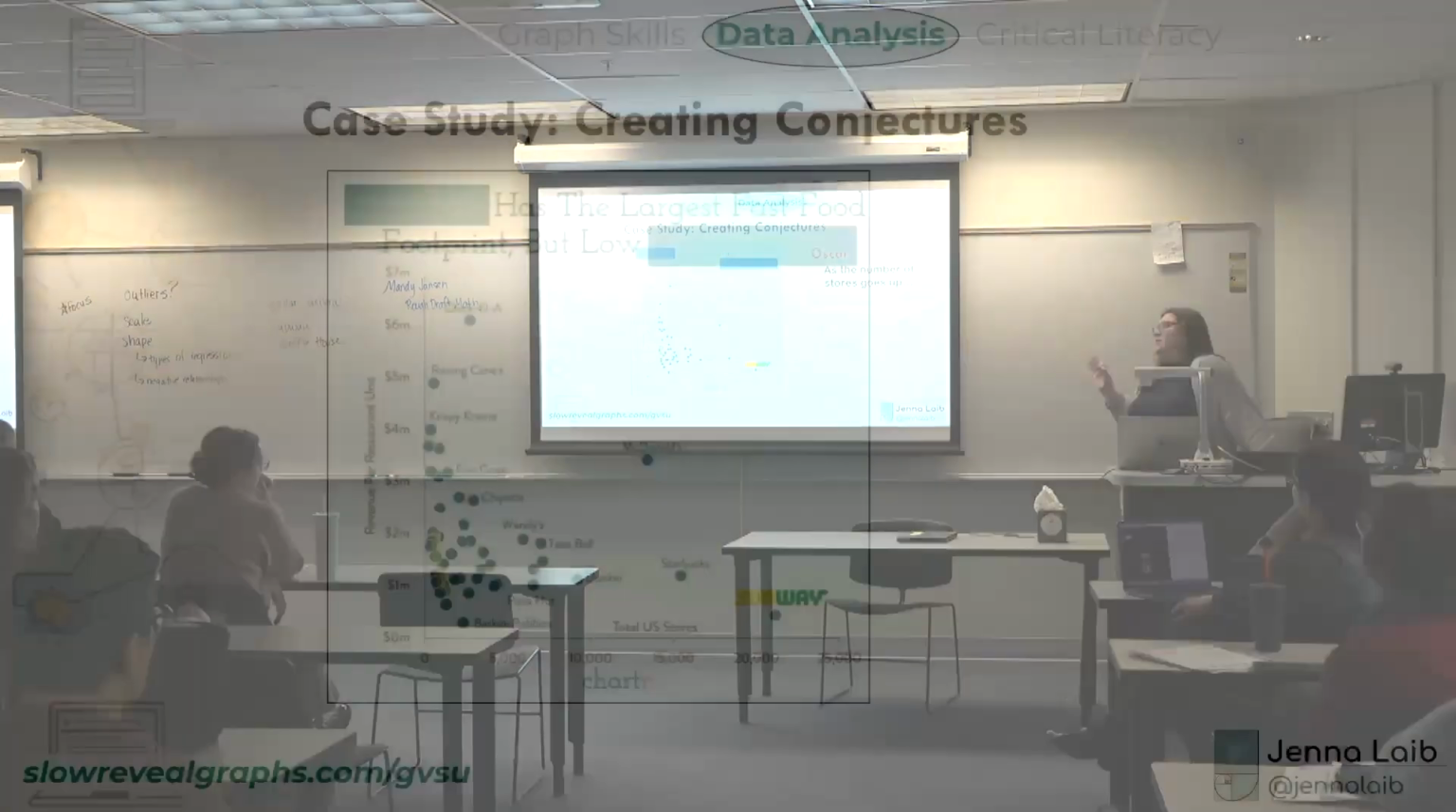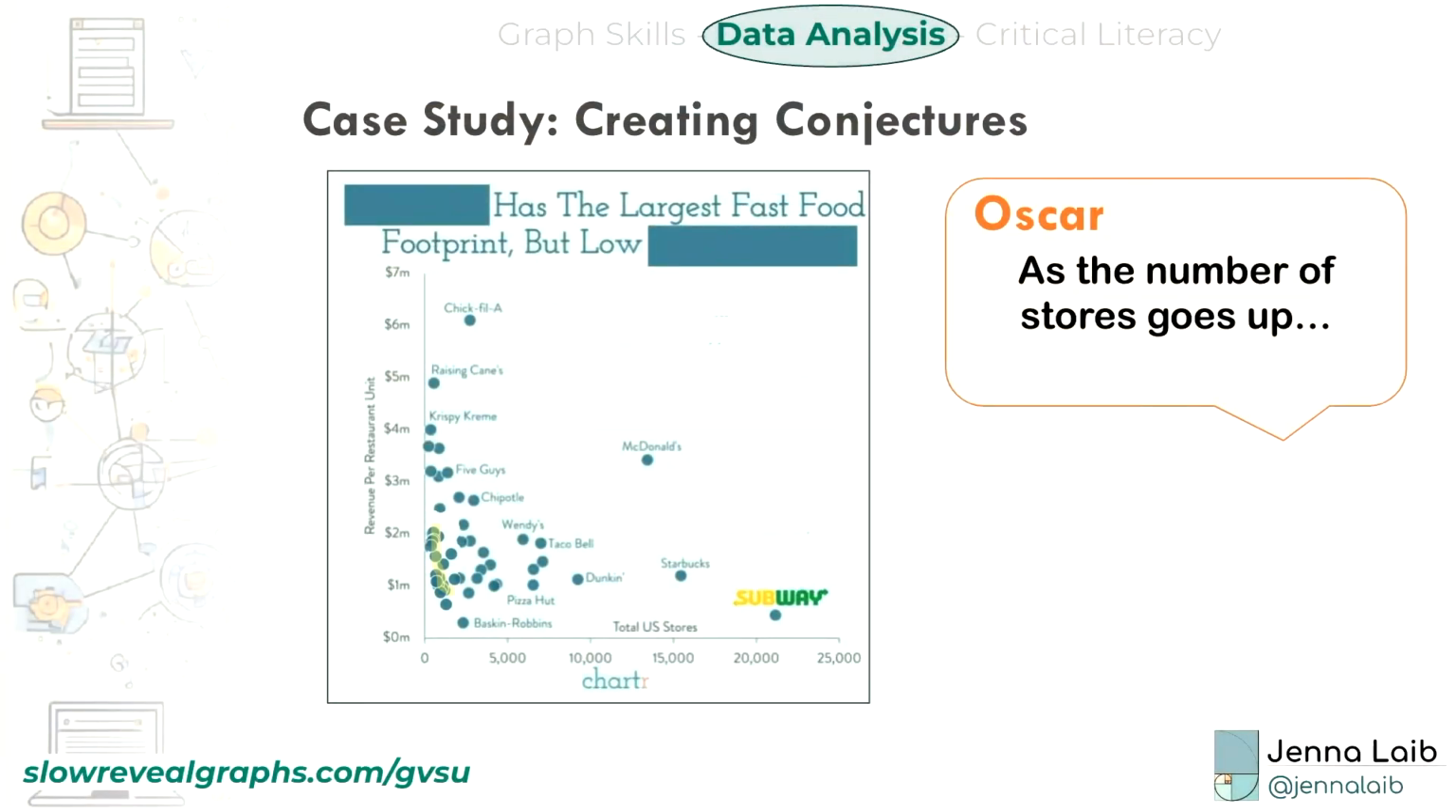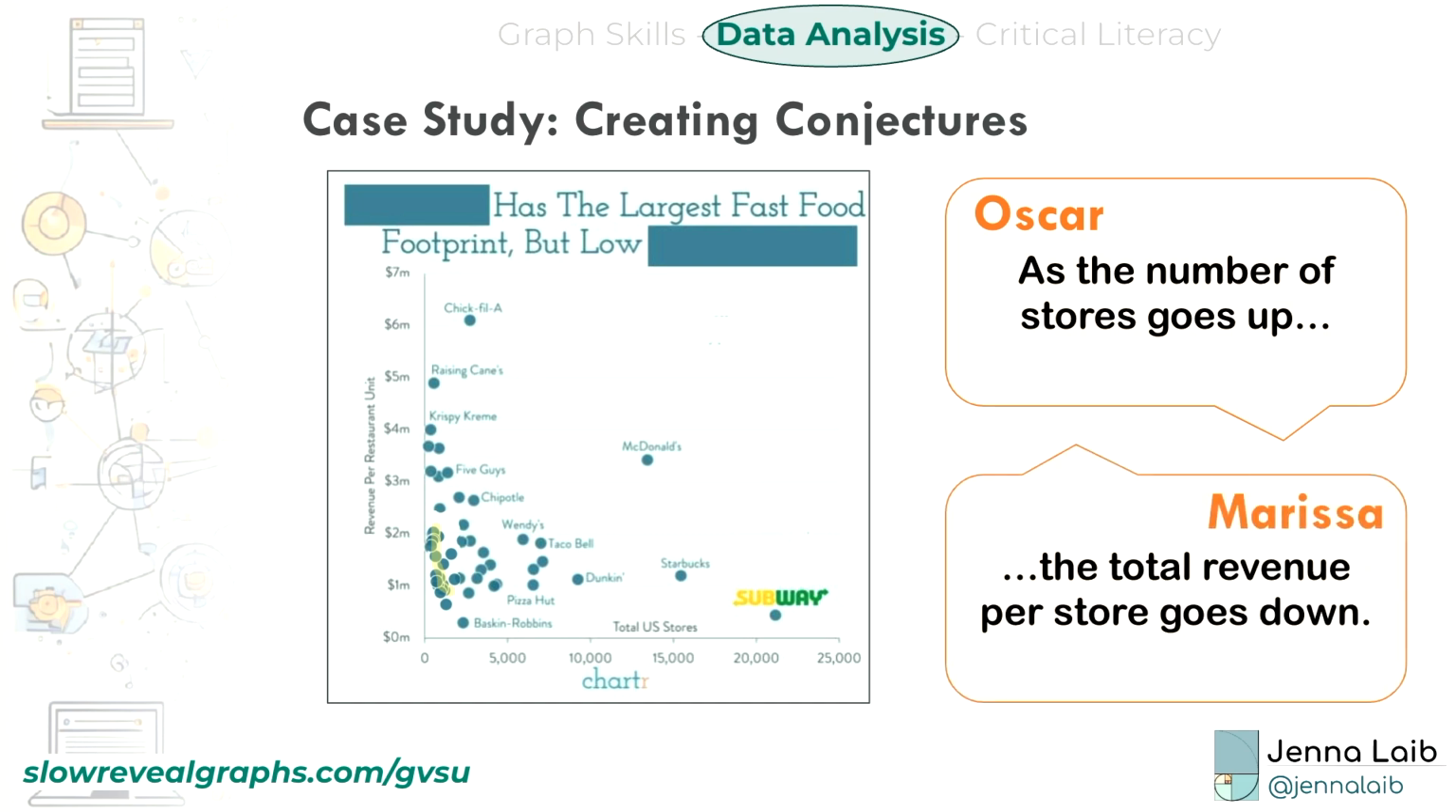So Oscar had started, this was in my 8th grade class last year, with, as the number of stores goes up, and then he kind of trailed off, and he didn't want to be wrong. He was always so concerned about being wrong. So Marissa popped in and said, the total revenue per store goes down.